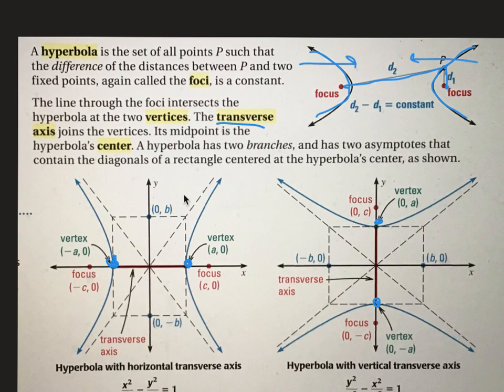Like on this one I'm drawing on, you probably can't tell. This one right here, the x-axis would be the transverse axis. On this one, the y-axis would be the transverse axis because that's the axis that it touches. All right, now, if you notice on this picture, there's a rectangle drawn and two lines going through the corners of the rectangle. Those lines are called asymptotes, which you've seen before. And the box tells you how wide or skinny to draw the asymptotes and how wide or skinny to draw your hyperbola.